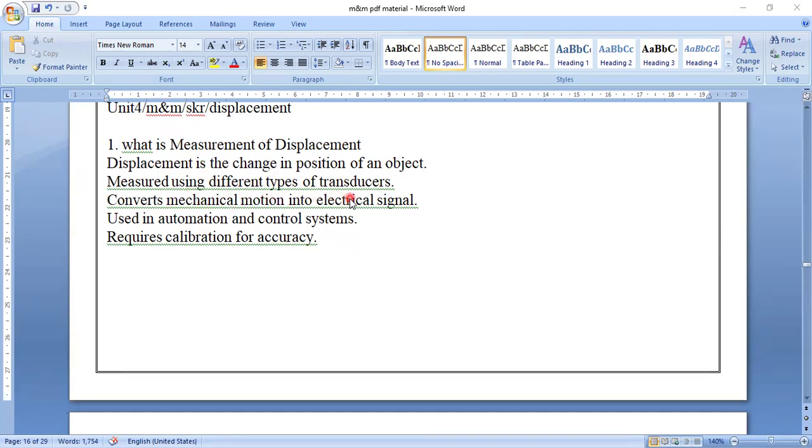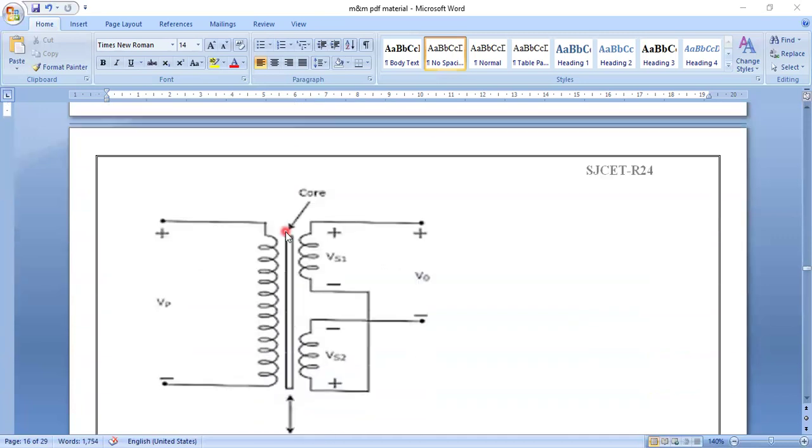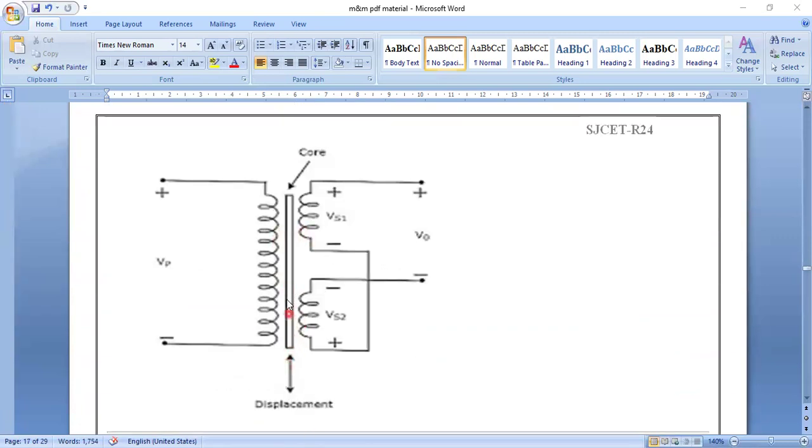There are transducers, ma'am: resistance transducer, capacitive transducer, inductance, capacitance. So many transducers are there. We can measure by using all those devices. It generally converts the mechanical motion into electrical motion. All the motion is recorded as electrical signals and displayed on the display. In the fourth unit, it is called automation and control systems. So you have to control the systems by automating it. It requires calibration for accuracy also. So calibrate it.